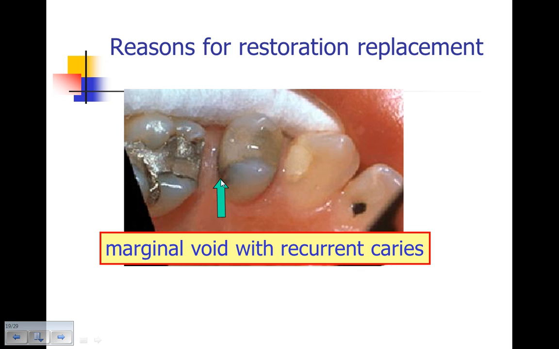We might see a marginal void as we see on this gingival aspect of the composite restoration on the first premolar. In fact, around the composite we see shadowing and darkening, and unlike amalgam where discoloration is not indicative of anything, on the composite this shadowing is indicative of recurrent decay.